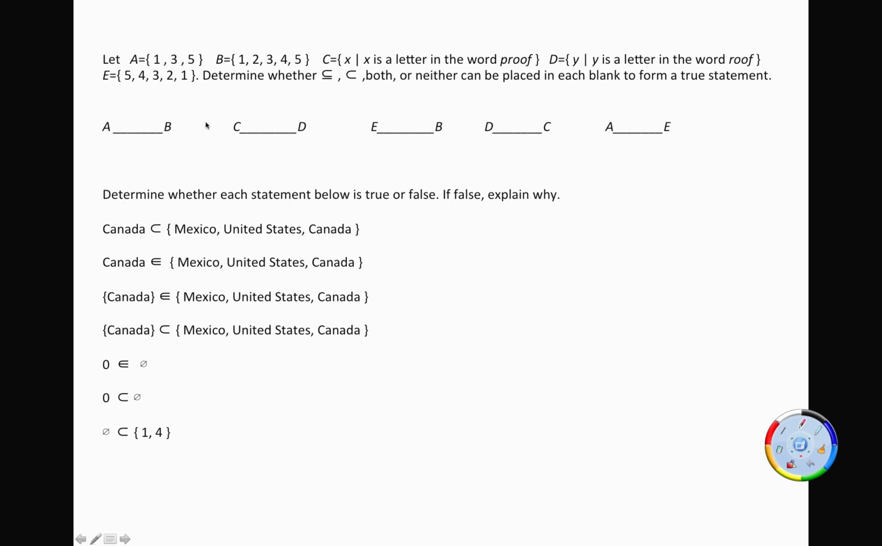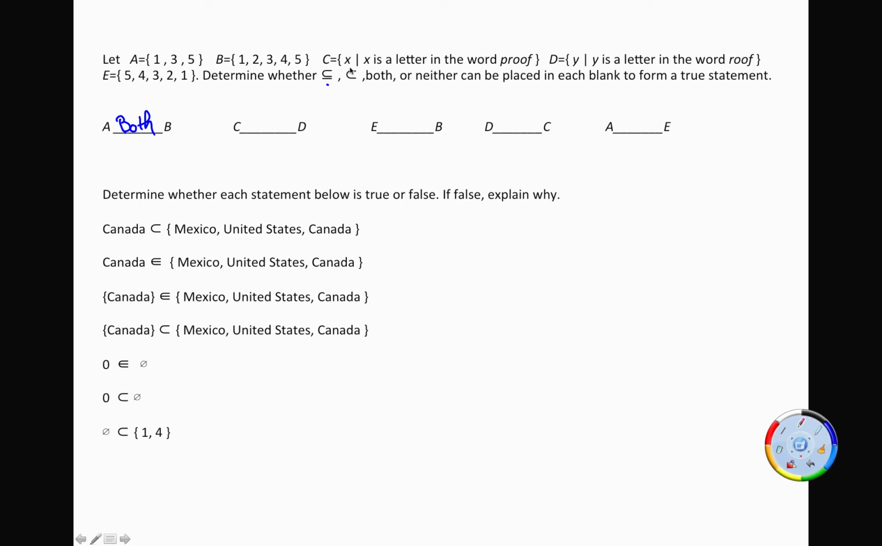Yes, this is definitely a subset. Now the issue is, can a proper subset be placed there? In other words, are they not equal? Yes. So between here, I can put both symbols. What about between C and D?